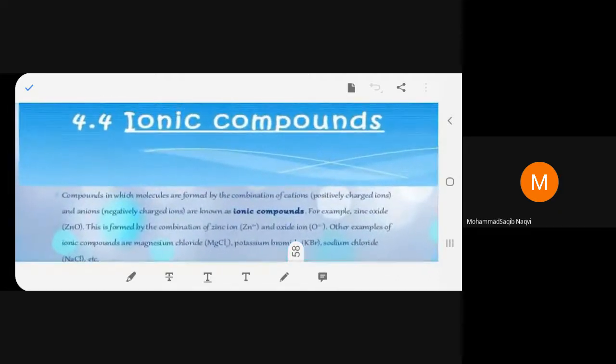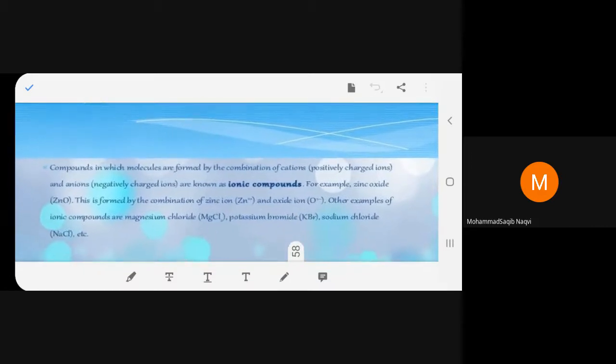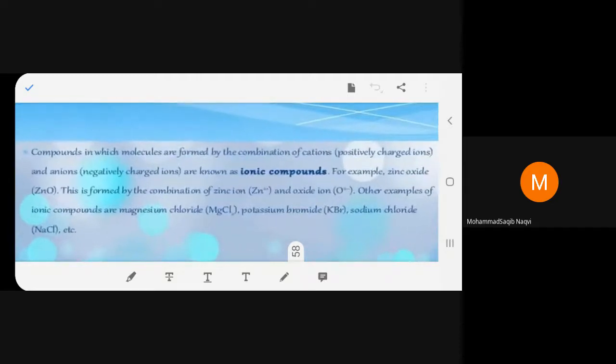Now we come to ionics. Ions we have seen. From the ions, what we get is ionic compounds. So let's see what exactly are the ionic compounds.